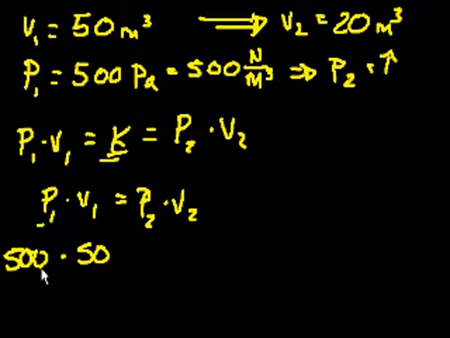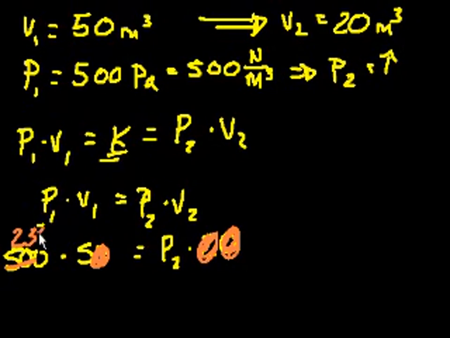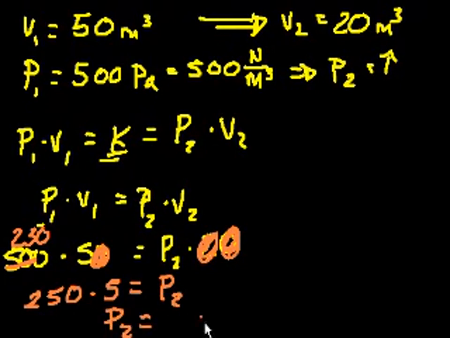So in this case, we have 500 pascals as a pressure. The volume is 50 meters cubed. And that's going to be equal to the new pressure, P2, times the new volume, 20 meters cubed. And so let's see what we can do. We can divide both sides by 10, so we just take a 10 out of there. And then we could divide both sides by 2. So that becomes a 250. And so we get 250 times 5 is equal to P2. And so P2 is equal to 1250 pascals.